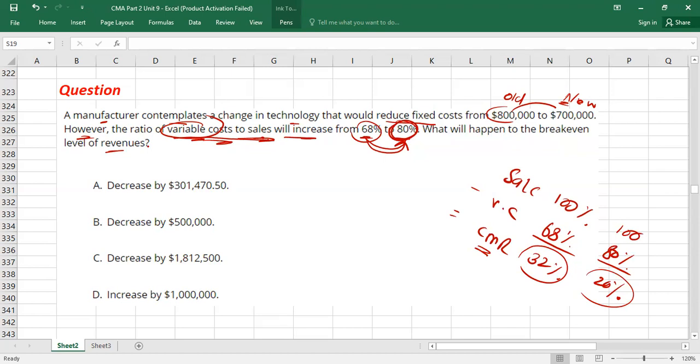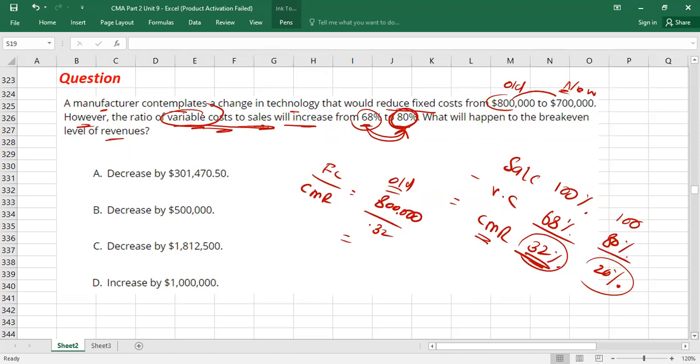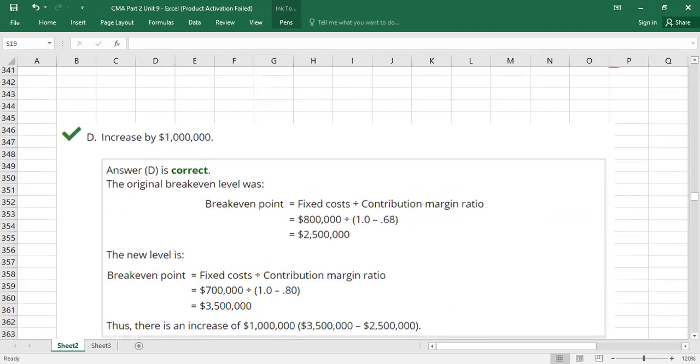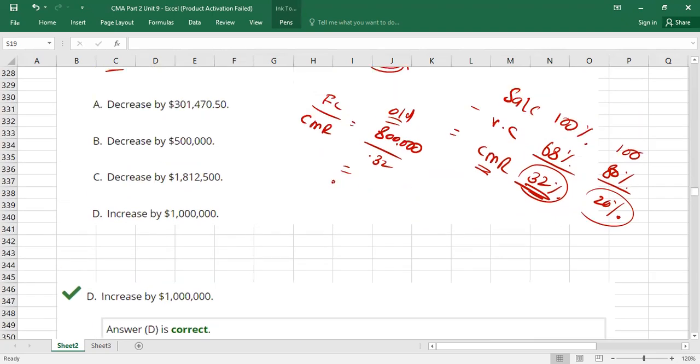So here I have to calculate the break-even point. How will I calculate it? First, I'll calculate the break-even point using the old data: my old fixed cost divided by the old contribution margin ratio. Old fixed cost was 800,000 in the question, and the old contribution margin ratio was 32%. So 32% means you have to write 0.32. If I divide 800 by 0.32, it is going to be 2.5 million. It is going to be $2.5 million.